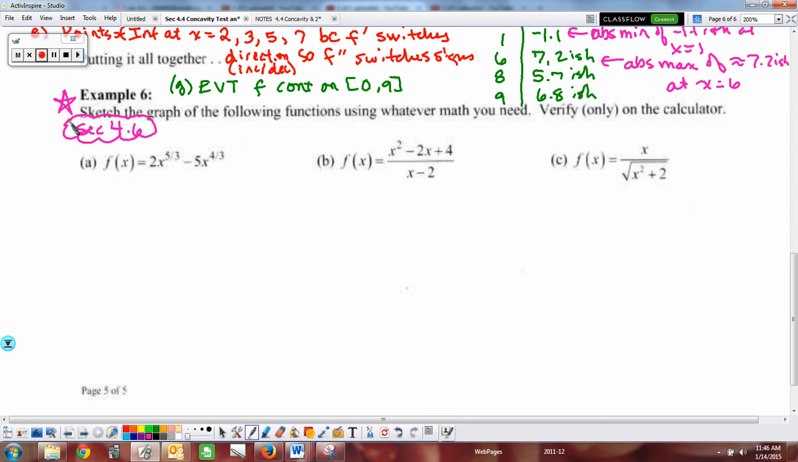So I want you to put it all together and see if you can, for these 3 examples, come up with what you think the graph looks like. And then that will finish out our 4.4 notes for discussion next class.